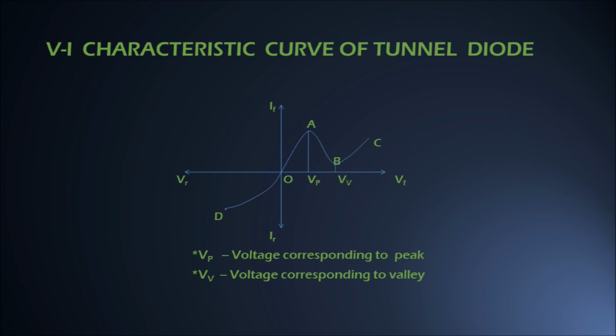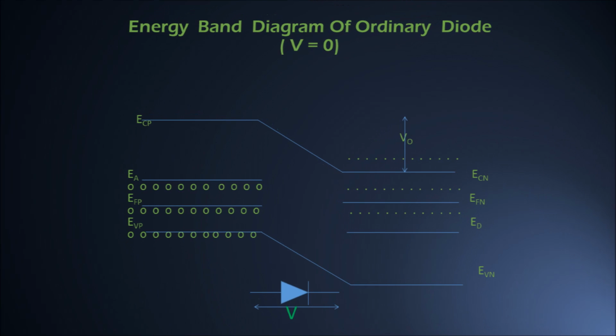Now, to explain the working of the tunnel diode, or to explain this volt ampere characteristic curve, we will have to recall the energy band diagram of an ordinary PN junction diode. This is the energy band diagram of an ordinary semiconductor diode. In this diagram, dots represent free electrons and small circles represent holes. It is clear that the Fermi level has the same value on both sides throughout the body of the diode. Here, V naught represents the height of the potential barrier at the junction.